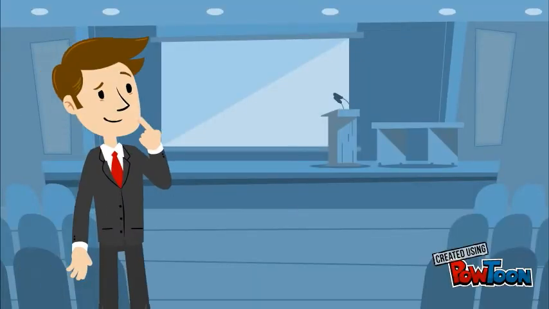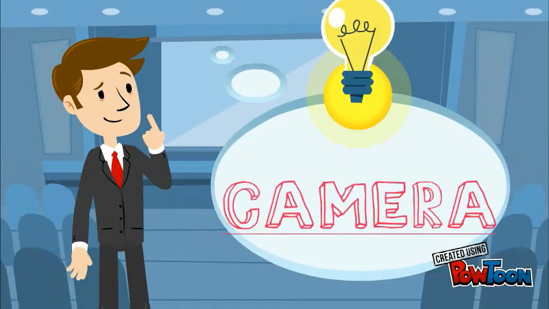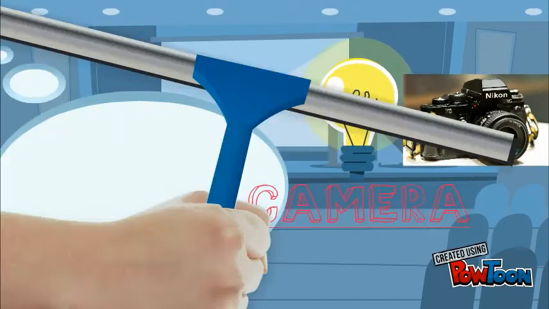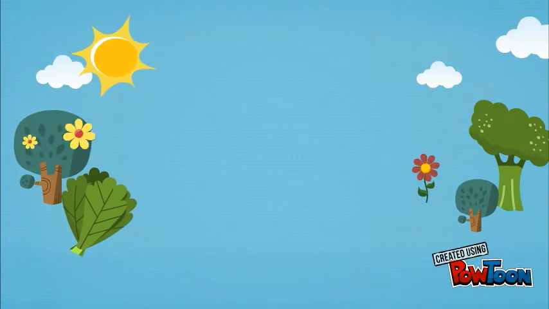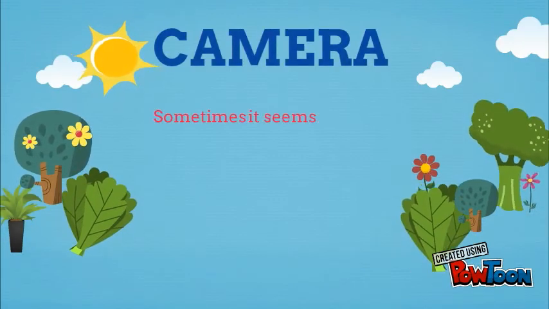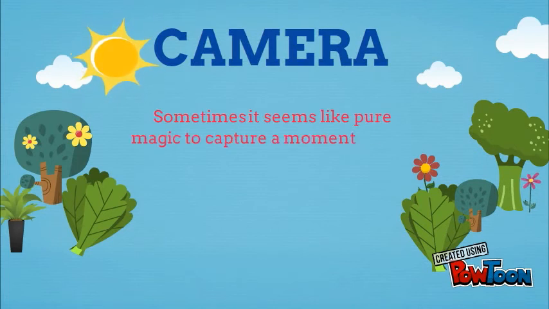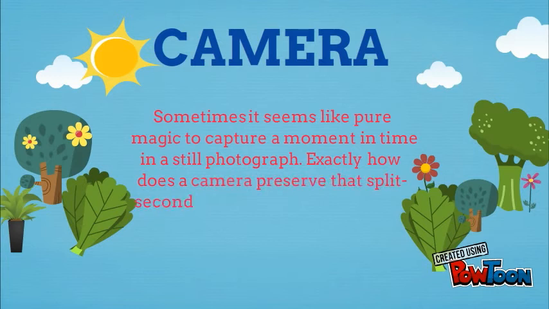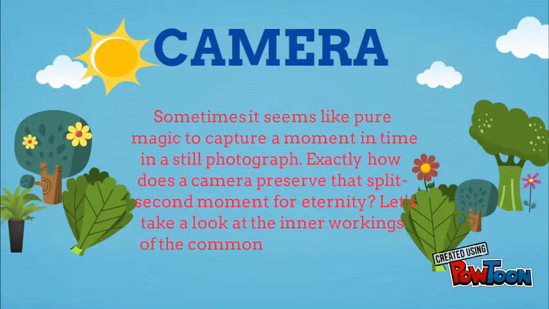The second optical instrument is the camera. Sometimes it seems like pure magic to capture a moment in time in a still photograph. Exactly how does a camera preserve a split-second moment for eternity? Let's take a look at the inner working of a common single-lens reflex camera, SLR.